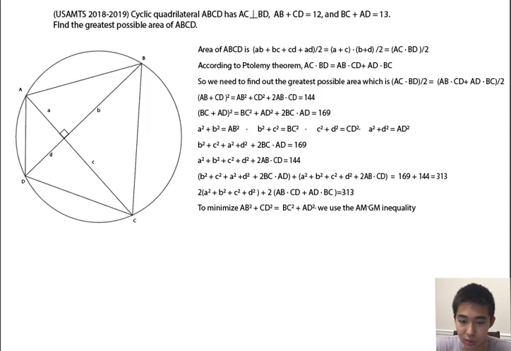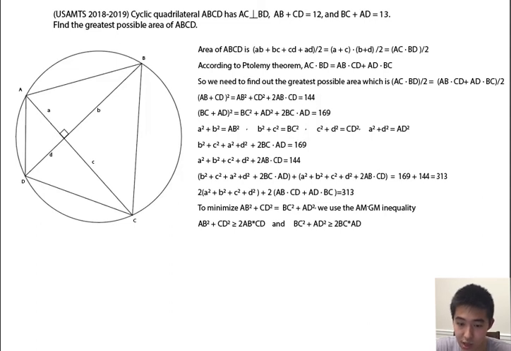To minimize the sum of those four squares, which can also be written as AB squared plus CD squared, or BC squared plus AD squared, we can use the AM-GM inequality. The AM-GM inequality states that the arithmetic mean of a set of positive reals is greater than or equal to their geometric mean. If we apply it to AB and CD, we have that AB squared plus CD squared is greater than or equal to 2 times AB times CD. Applying it to BC and AD, BC squared plus AD squared is greater than or equal to 2 times BC times AD.